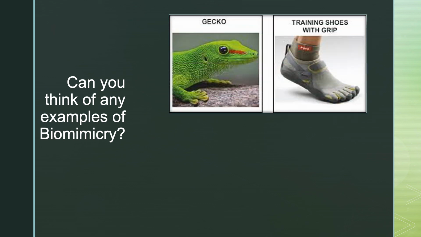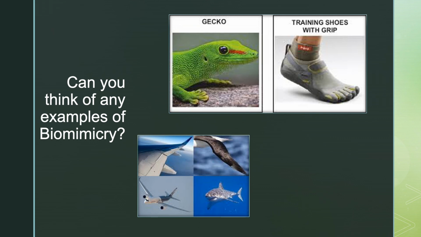So now we are going to go through some biomimicry examples that you may not have thought of. First one we're going to talk about is the gecko and training shoes. Training shoes were based off of the way geckos' feet can stick to surfaces and they act as an adhesive. These shoes were inspired by geckos and made to help people who climb.